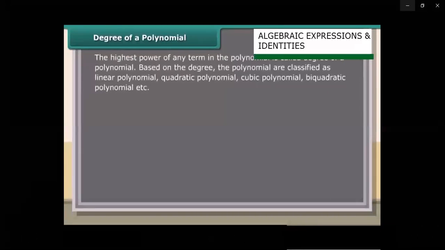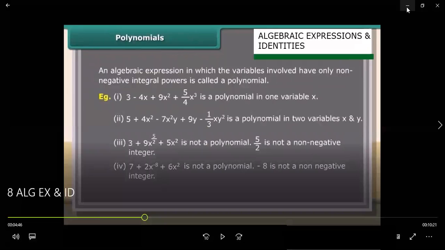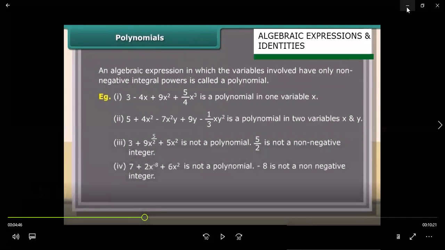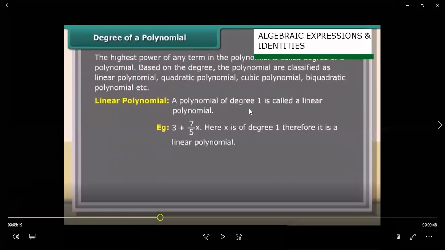Now, the next concept is the degree of a polynomial. The highest power of any term in the polynomial is called the degree of that particular polynomial. Based on the degree, polynomials are classified as linear polynomial, quadratic polynomial, then cubic polynomial, and then biquadratic polynomial, etc.